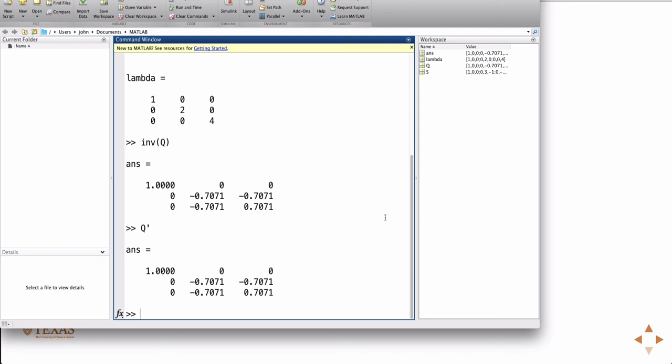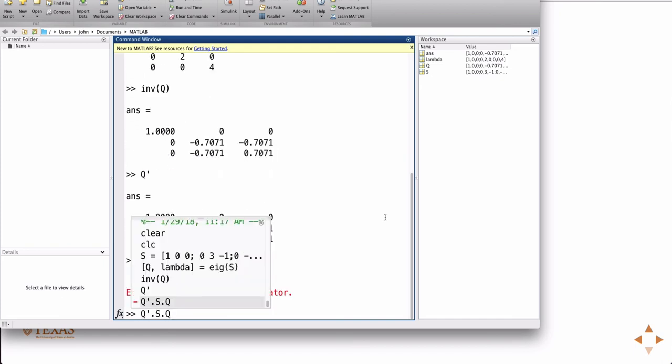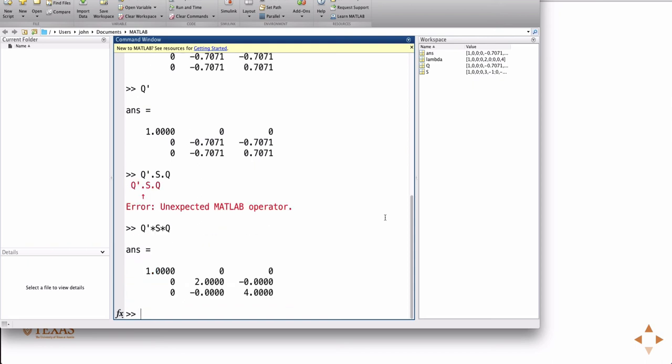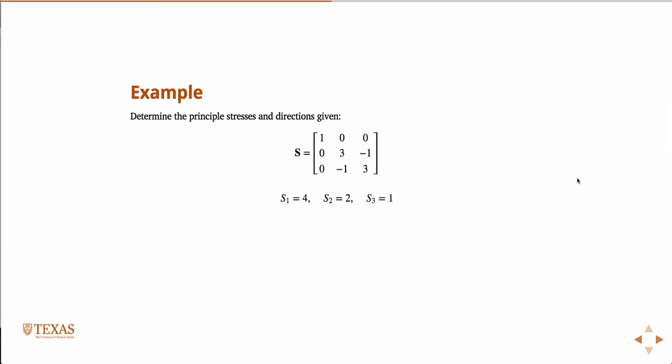So then if we write Q transpose times S times Q, we get back the eigenvalues, the principal directions. We've diagonalized the matrix. So it works. So there are just the answers of what we did. In this case, I didn't normalize it. But it doesn't matter. It's the direction we care about, not the magnitude.